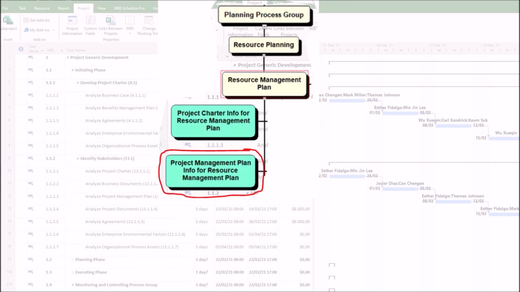In conclusion, the project management plan provides the rules of the game and the playing field for the plan resource management process as follows. First, the project management plan provides context and constraints. You are not planning resources in isolation. You are planning within the specific scope, time, cost, quality, and risk limits defined in the overall plan.